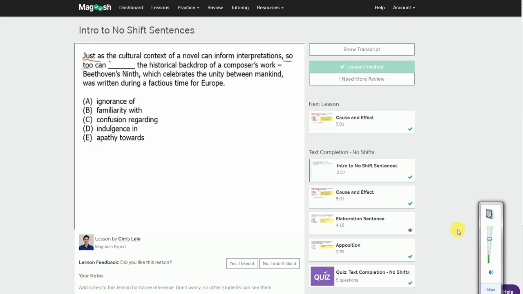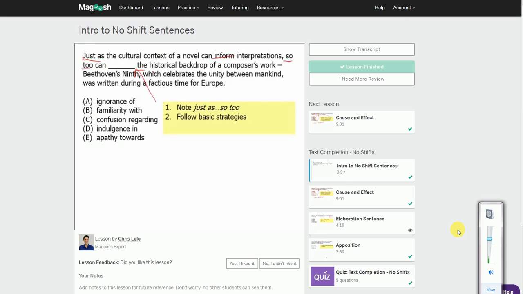It's not saying, oh, the cultural context of a novel can inform interpretations, but it's not always helpful. That would be a shift. Here it's just saying the cultural context of a novel is helpful for interpretations, and it can also, which is important here, inform the historical backdrop. So it can inform interpretations and be helpful or inform historical backdrop. And that's the relationship we should note here. So again, this is a just as, so too construction, a no shift sentence.